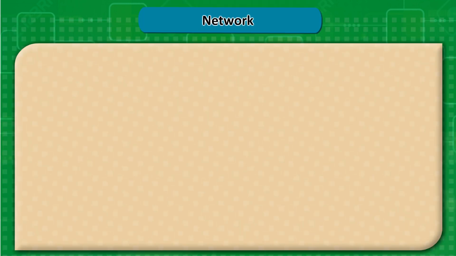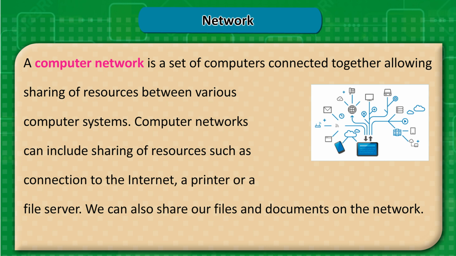Network. A computer network is a set of computers connected together allowing sharing of resources between various computer systems. Computer networks can include sharing of resources such as connection to the Internet, a printer or a file server. We can also share our files and documents on the network.